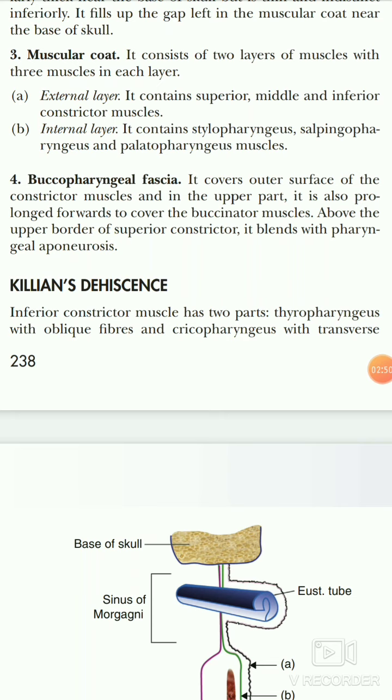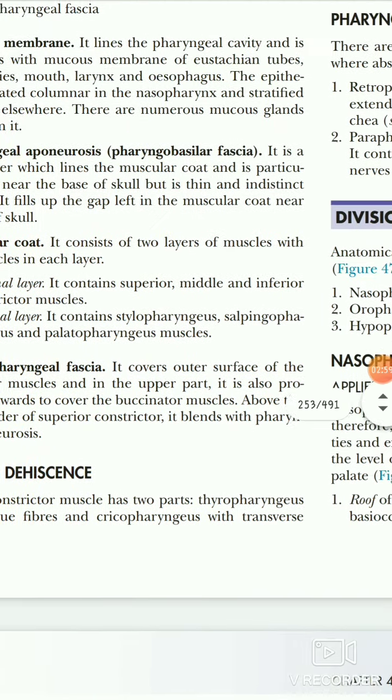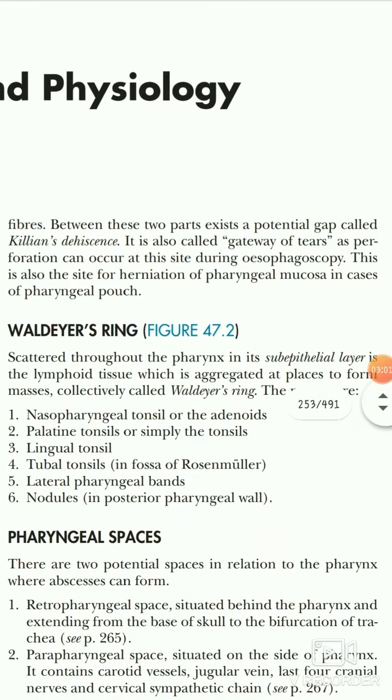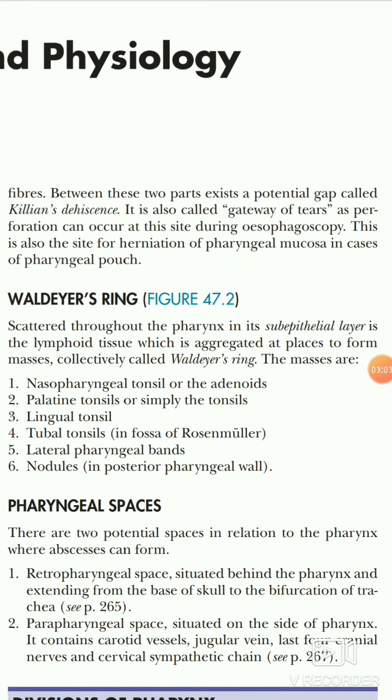Killian's dehiscence. Inferior constrictor muscle has 2 parts, thyropharyngeus with oblique fibers and cricopharyngeus with transverse fibers. Between these 2 parts exists a potential gap called Killian's dehiscence. It is also called the gateway of tears, as perforation can occur at this site during esophagoscopy. This is also the site for herniation of pharyngeal mucosa in cases of pharyngeal pouch.